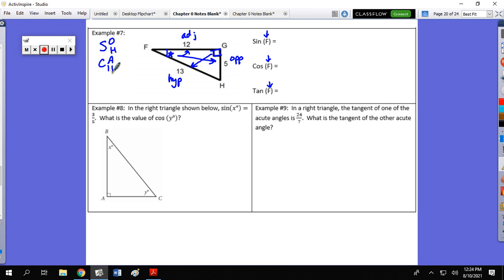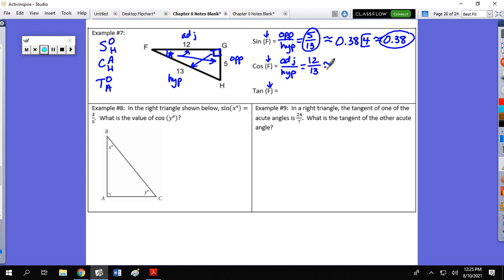On your notes, you should not need to rewrite this because it should still be at the top of the page. So sine is opposite over hypotenuse, which is 5 over 13. That does not reduce, so all we need to do is convert that into a decimal, which is 0.384, which would round down to 0.38. Cosine is adjacent over hypotenuse, which would be 12 over 13. Again, that does not reduce, so that's your fraction. 0.92, and that last digit is a 3, meaning 0.92 is what we're looking for.